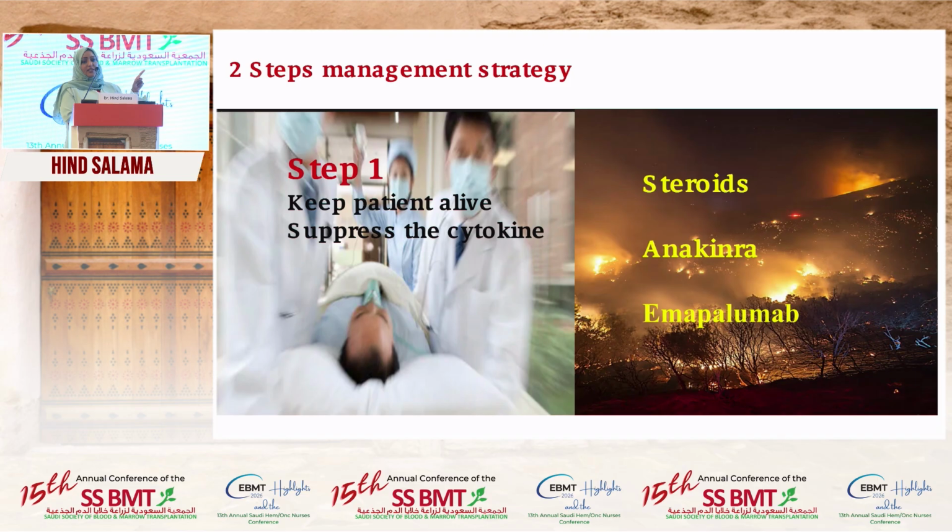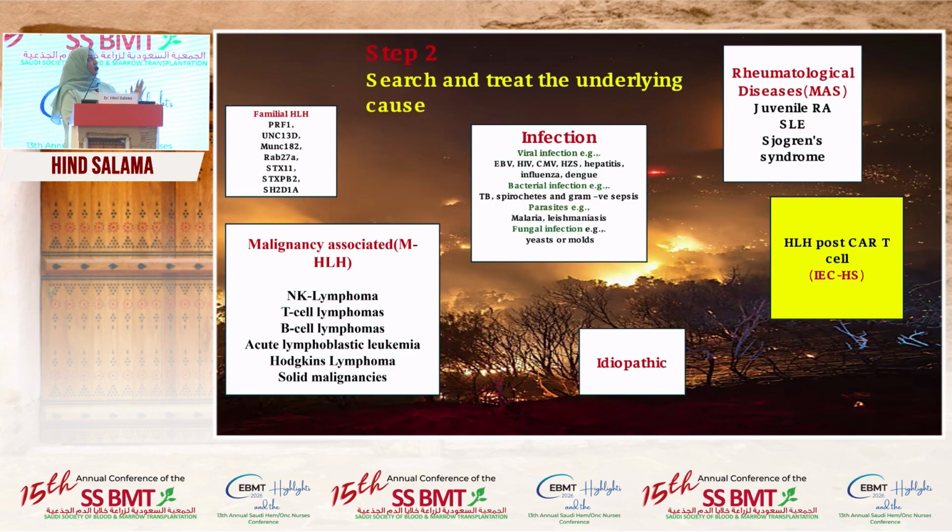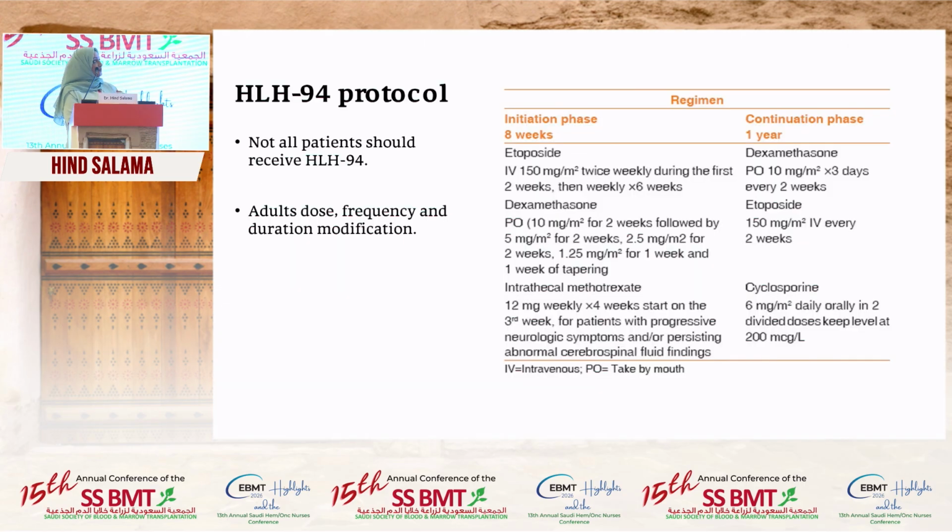While you are doing the first step, you do the second step. Search meticulously for the underlying cause, okay? So do all the investigations, and of course it will be obvious if the patient is post-CAR T, you don't need to do much work. Now, how to manage the underlying cause? The HLH-94, everybody is aware of it. But again, this one was mainly for pediatric patients with primary HLH. Adult patients do not tolerate these large doses of etoposide twice per week and prolonged steroid.